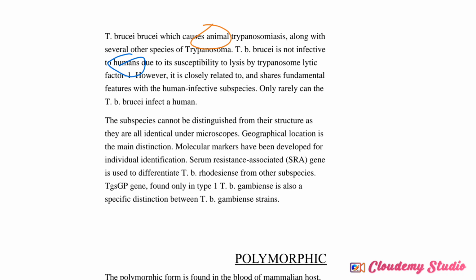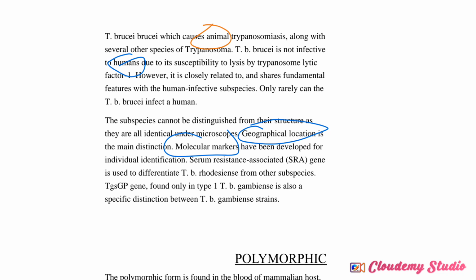Right now, moving from there to how can I distinguish Trypanosoma brucei from Trypanosoma brucei gambiense from Trypanosoma brucei rhodesiense? You understand? The subspecies cannot be distinguished by their structure because all of them have the same structure. But how can I distinguish them? I can distinguish them by geographical location. You understand? It is the main distinction. And molecular markers are also developed for some individual identification, like serum resistance associated genes. It is used to differentiate Trypanosoma brucei rhodesiense from other subspecies of Trypanosoma brucei. You understand? Because there is a specific distinction in the strain.